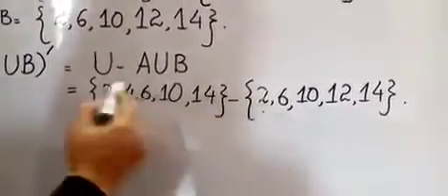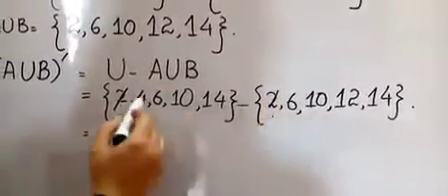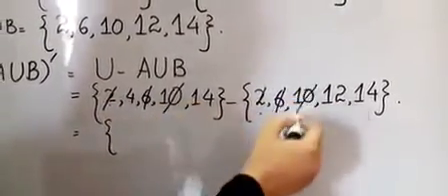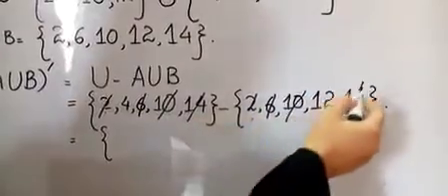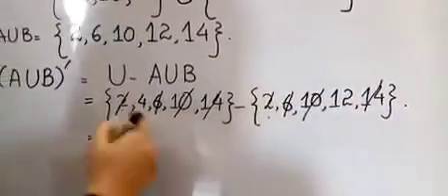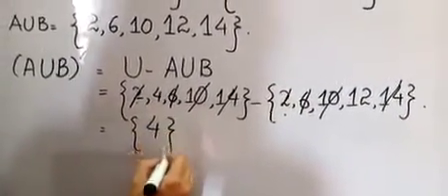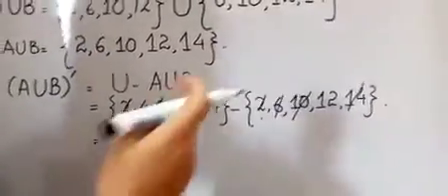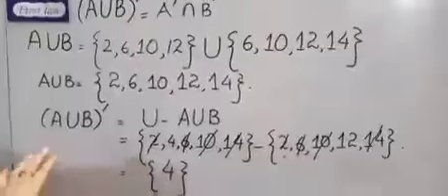2 and 2 we will not write. 6 and 6 we will not write. 10, 10, 14 and 14. So simply we will write 4 because 4 is not in set A union B. Left hand side is proved. Now we are taking right hand side.